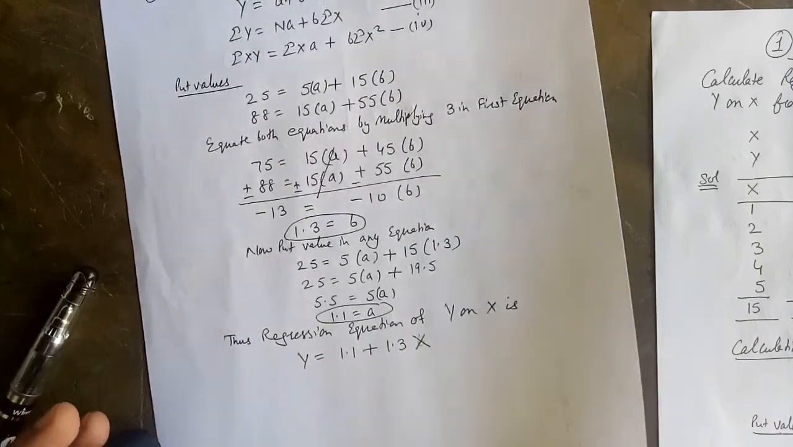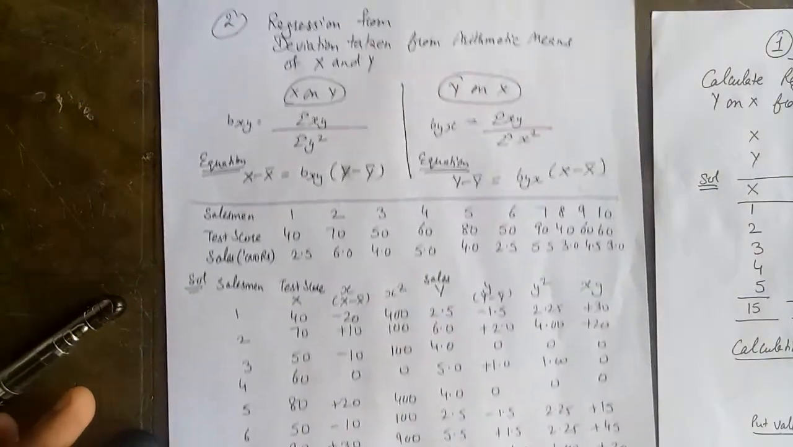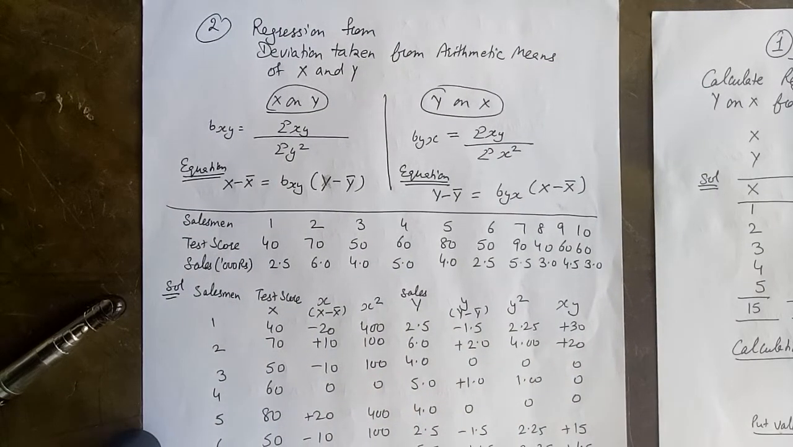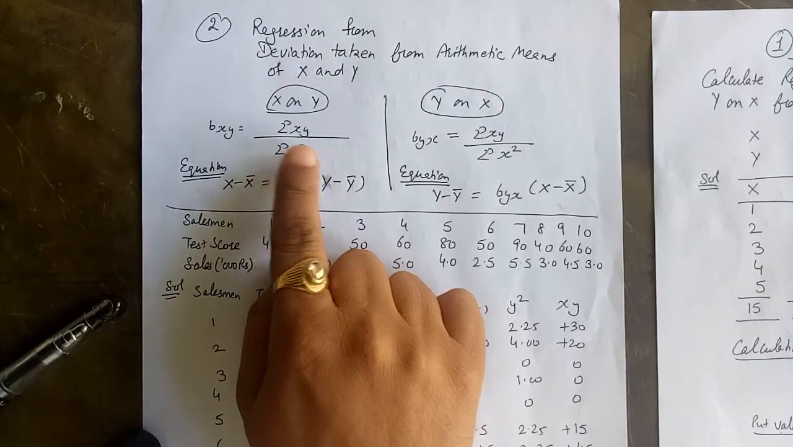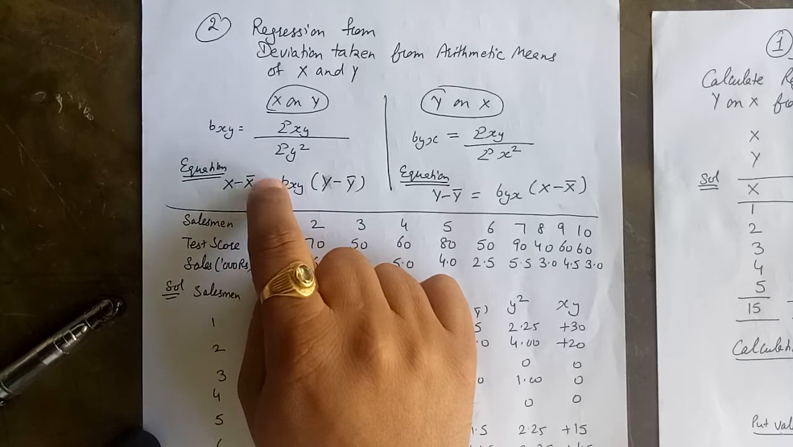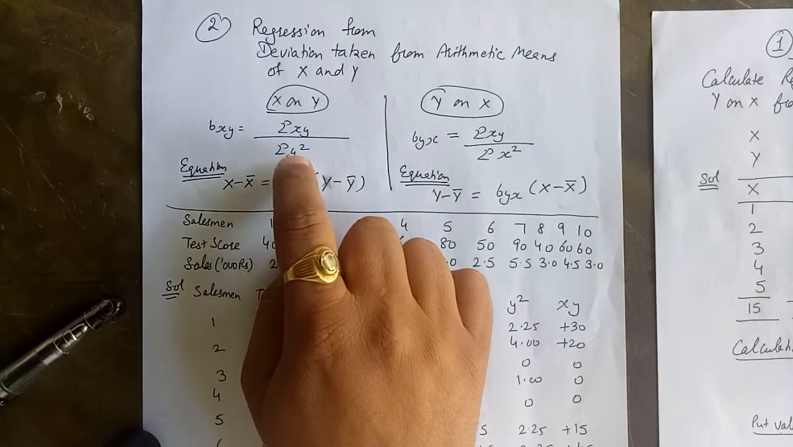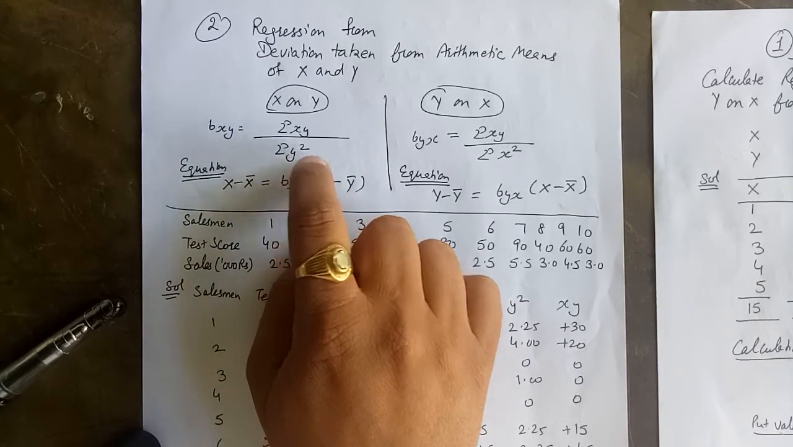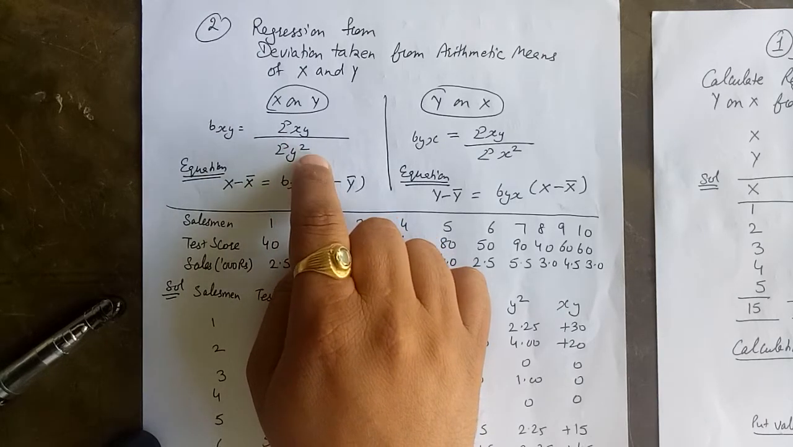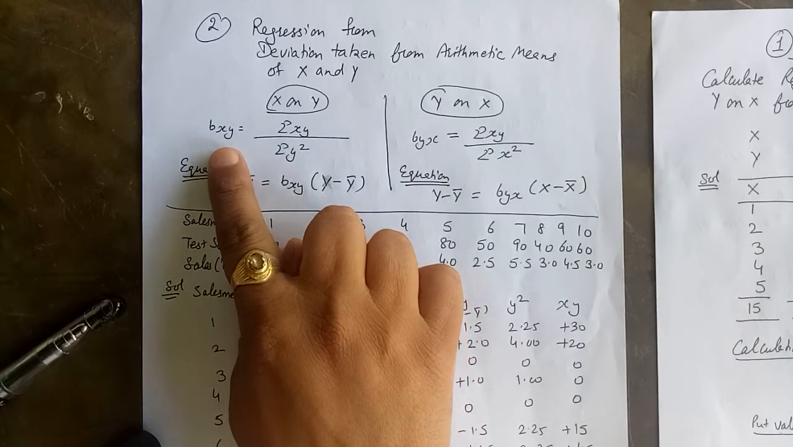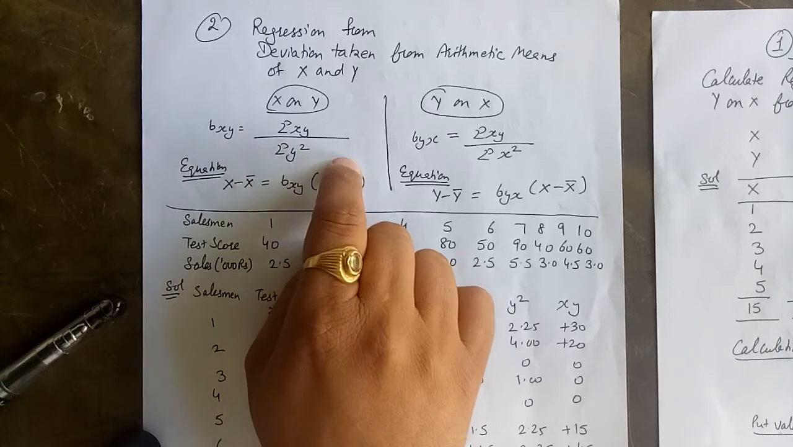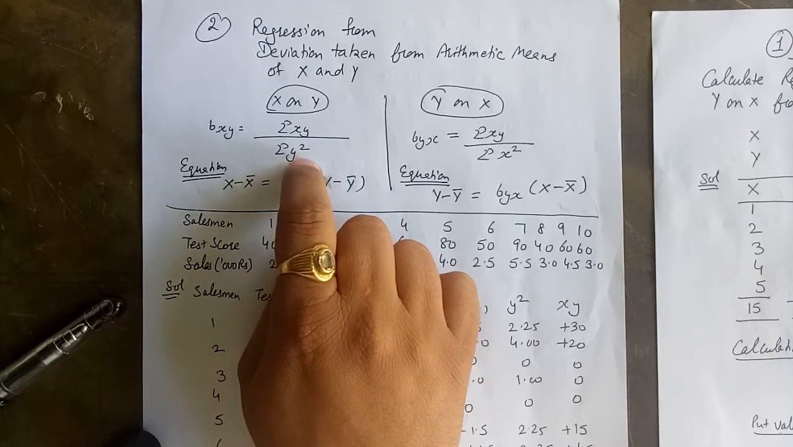After least squares, we will move toward regression from deviation taken from the arithmetic mean. The formula for x on y is sigma xy over sigma y square, as I have discussed earlier. It is close to correlation, but there is a difference. In correlation it was under root sigma x square and sigma y square, but because it is x on y, x is at last, only y will be here, and x will be removed, and the under root will be removed by squaring it.